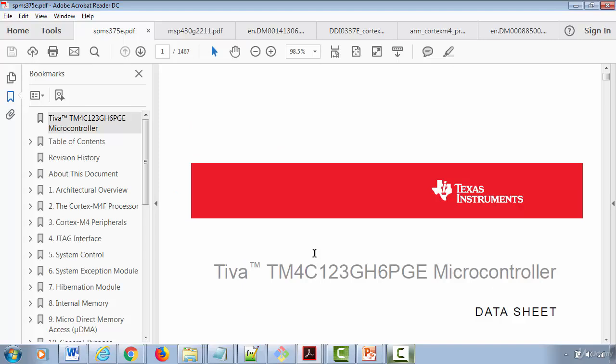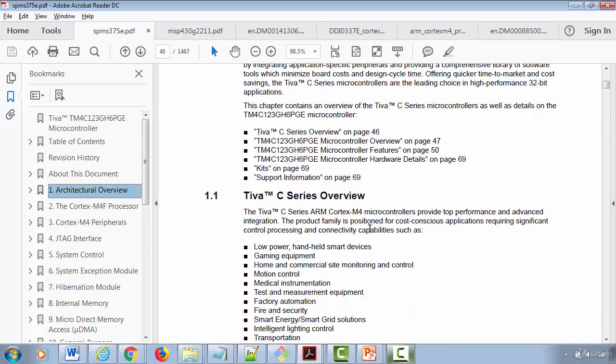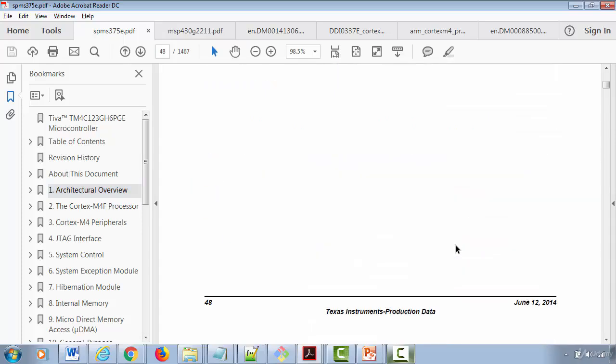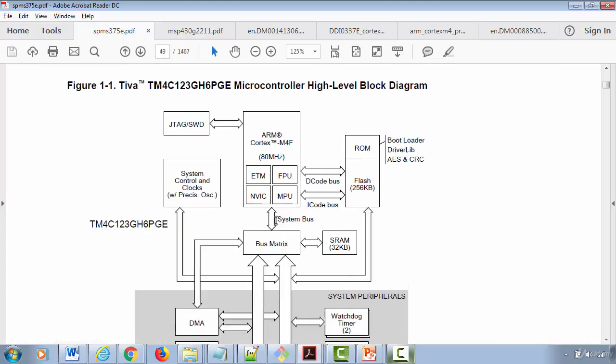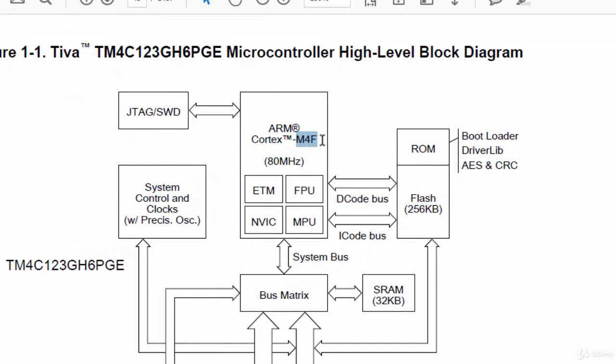For example, the TIVA series of microcontrollers released by Texas Instruments. Take an example of this microcontroller, which comes under the TIVA series. If you check the architectural overview of this microcontroller, you will see that it is actually based on the ARM Cortex-M4F CPU. The F means this processor comes with the floating point unit, so that's why the letter F indicates that.